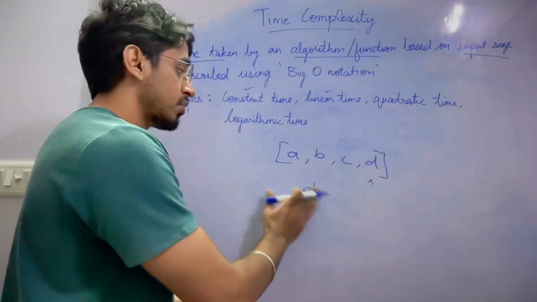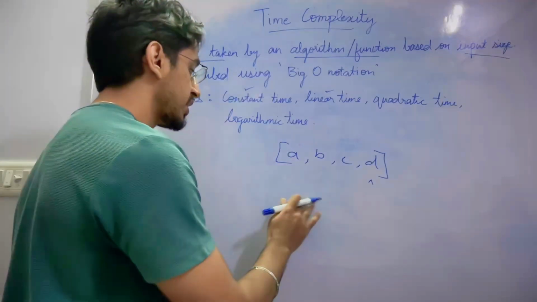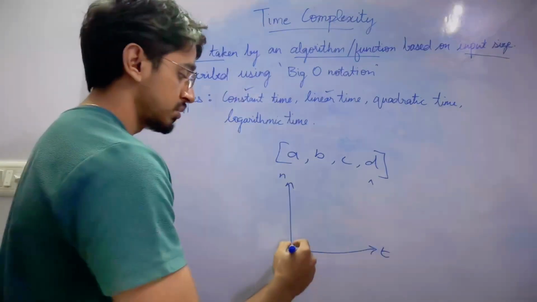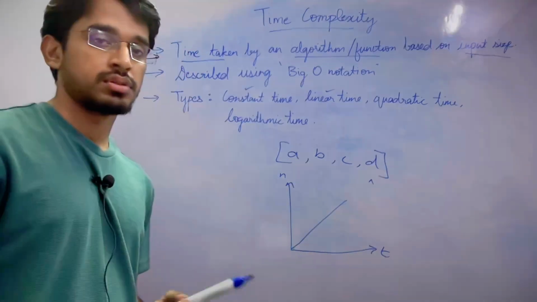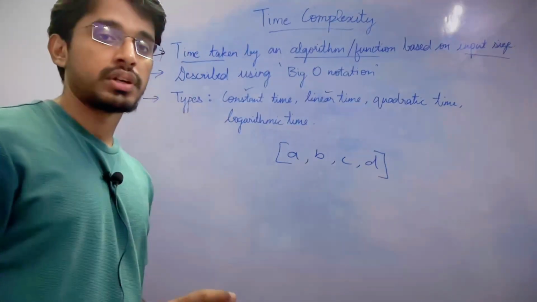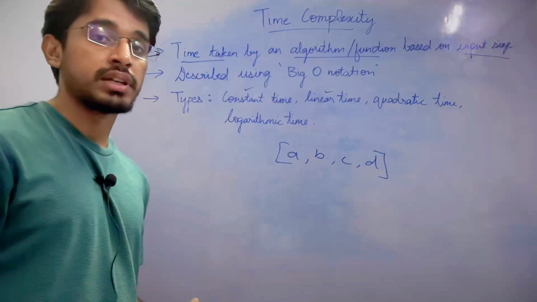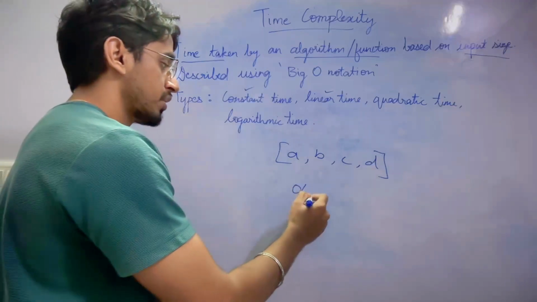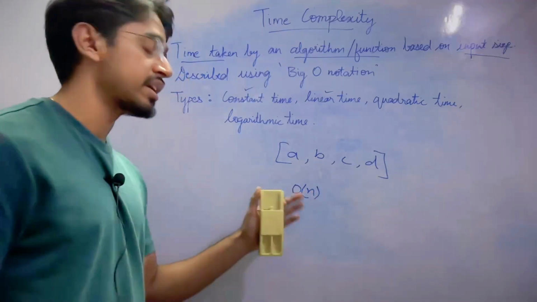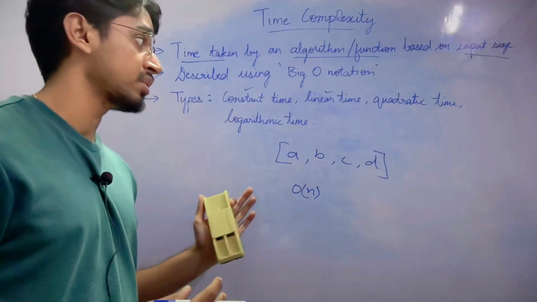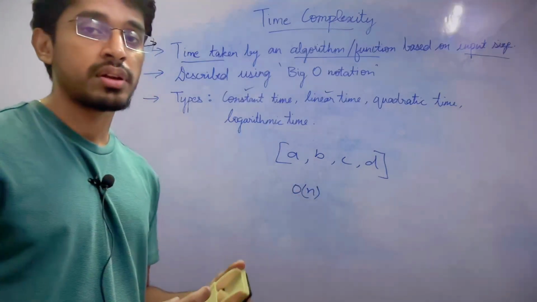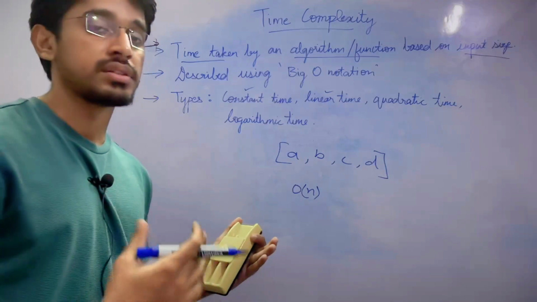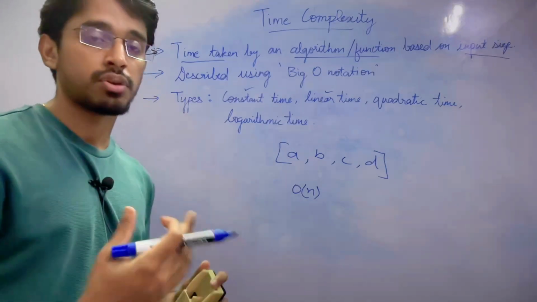If I just draw the graph for that, it would look something like this. The graph would be linear like this, based on the number of inputs. I hope you got the point. The time complexity involved in linear time is O of n, where n is the number of inputs. Based on the number of inputs, the time complexity will vary accordingly, unlike constant time, where it doesn't depend on the number of inputs. I hope you get the point.